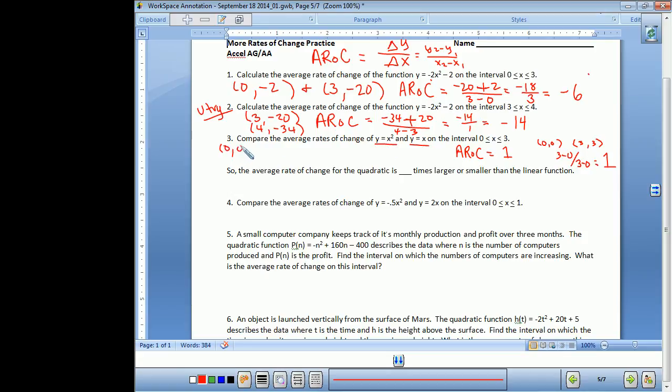All right, now let's take a look at that first one. If we plug in 0, 0 squared is 0. But if we plug in 3, 3 squared is 9. So the average rate of change for that first quadratic function, y equals x squared, is 9 minus 0 over 3 minus 0. So 9 divided by 3 is 3. So the average rate of change for this particular quadratic is 3 times larger than the linear function. It's increasing faster, but this 3 times is because it's over this specific interval, over the given interval.